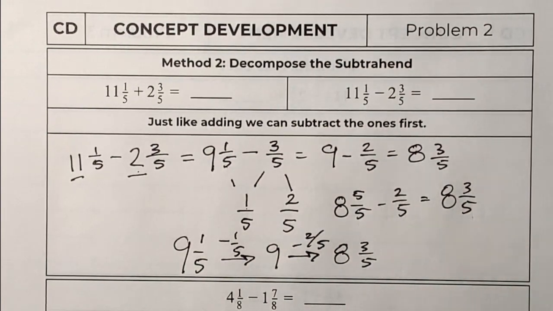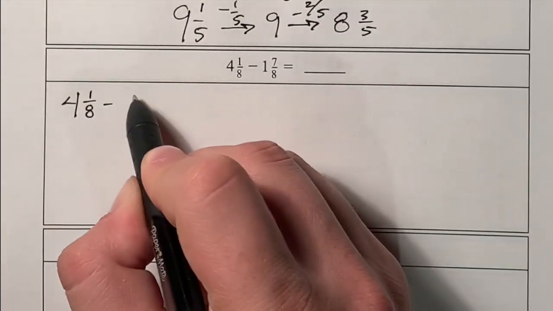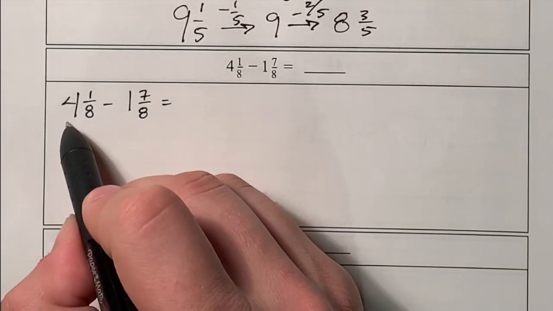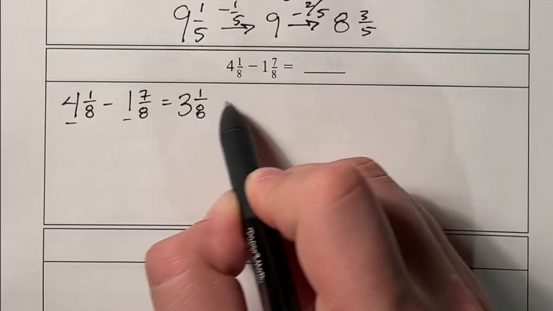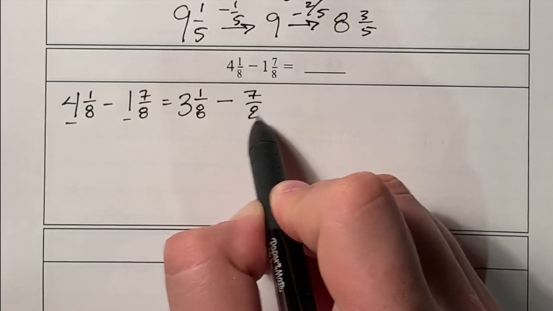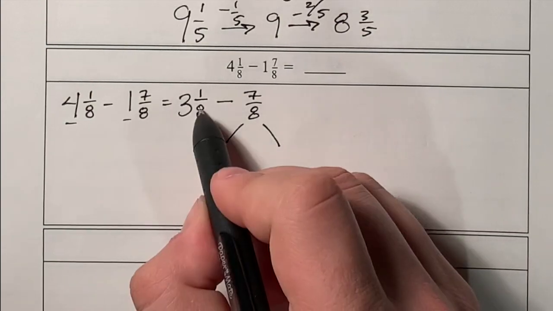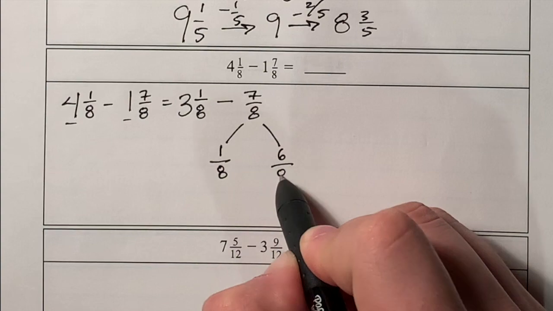Let's do another example. First start by rewriting. I subtract the ones first. 4 minus 1 is 3. I keep the 1/8 with it, and the 7/8 in the subtrahend stays there as well. I decompose my subtrahend into the matching number, 1/8, and the part that's left over, that would make 7/8.